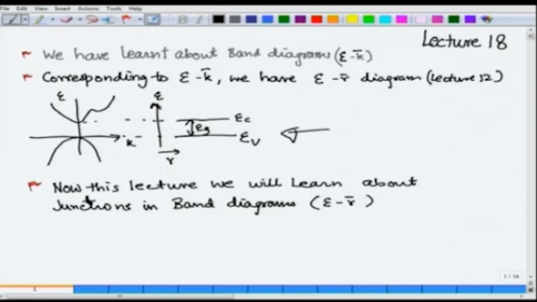Now we are moving on. What we are going to do in this lecture is we are going to learn about junction band diagrams. What happens if you join two semiconductors together, and then how would the band diagram of this kind, the E versus R type of band diagram, look like in that case if you join two materials.